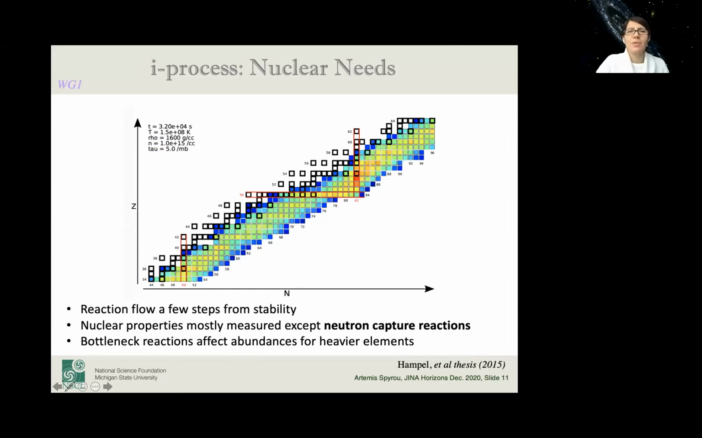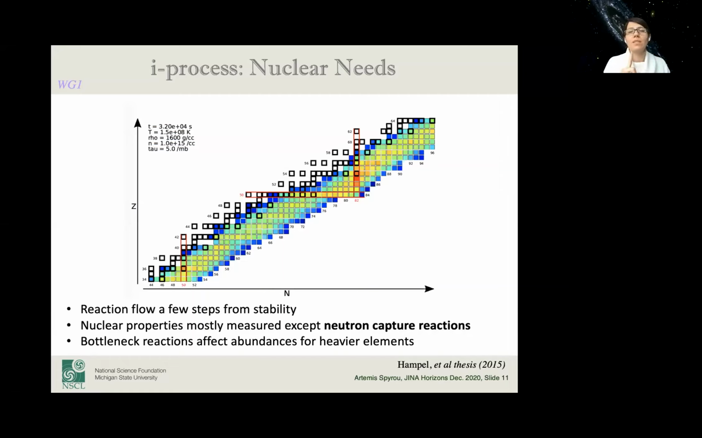So the first step is to see which nuclei participate. The colored region next to the black boxes is where the nuclei that participate in the i process are. The good thing here is that almost every nuclear process or property is measured experimentally. The masses are known, the half-lives are known. Maybe there are some isomers that are not well known, but almost everything is known for these nuclei.